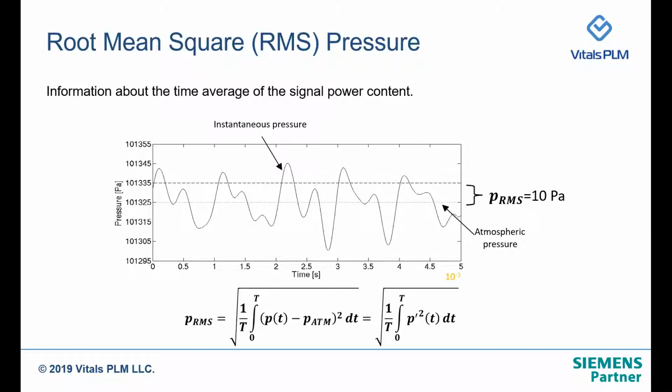And here you can see mathematically that it is represented as the square root of 1 by T times the integration of the squared fluctuating pressures. And this is important because, for this example, the RMS pressure calculated for a given time of 5 seconds is 10 Pascal. Though the number looks small, in terms of the sound it is going to produce, it is significant.